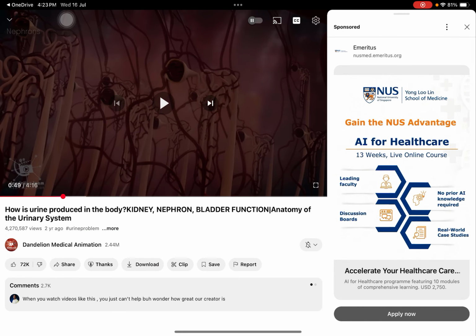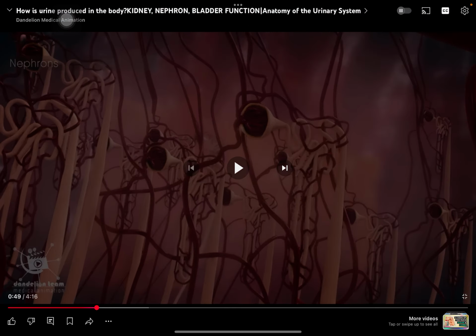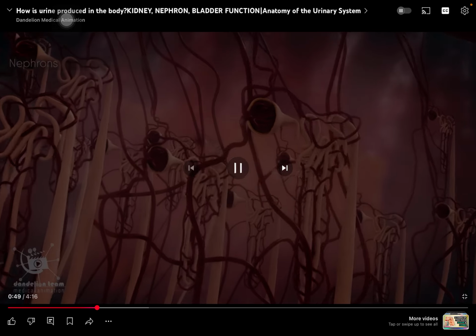So you could see that there are many thousands and millions of nephrons that can be found in each kidney, and I want you to pay attention to how they actually function in the urinary system.